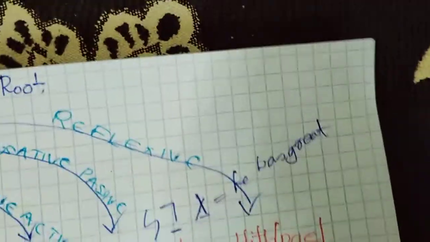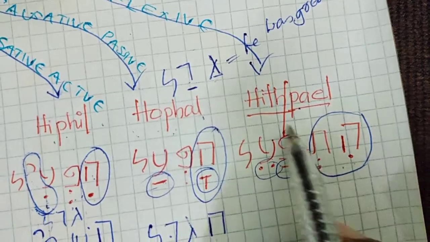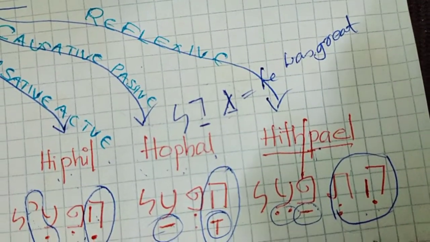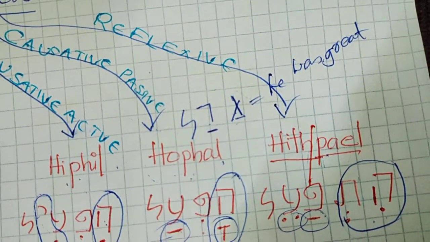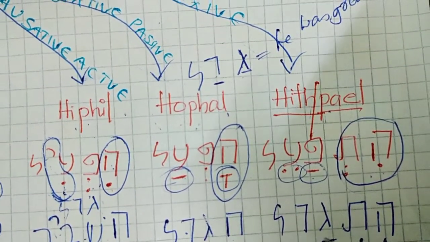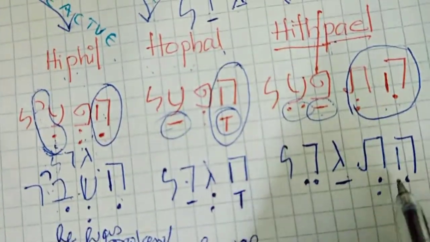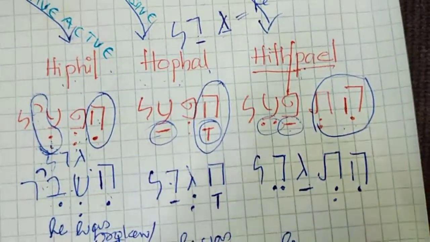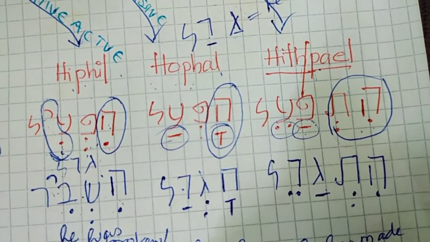Hithpael is reflexive. It is very easy to identify. Hith is there. Hithpael. So before the root, Hith is there, and you can tell that this is reflexive, this is Hithpael format. You need to add Hith first, then gadal. Then Hithpael format, pa, el. So hitgadel means he has made himself great, reflexive, coming back to us. Very good, excellent.